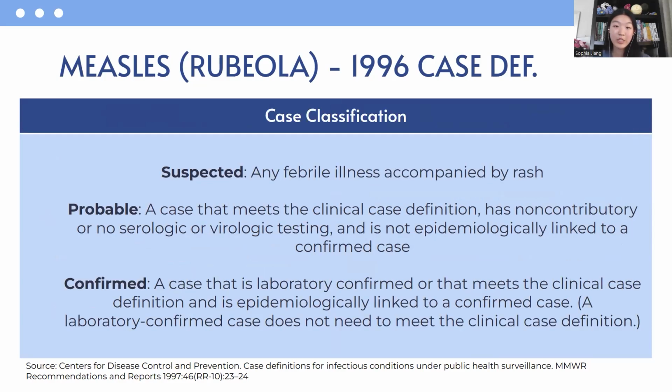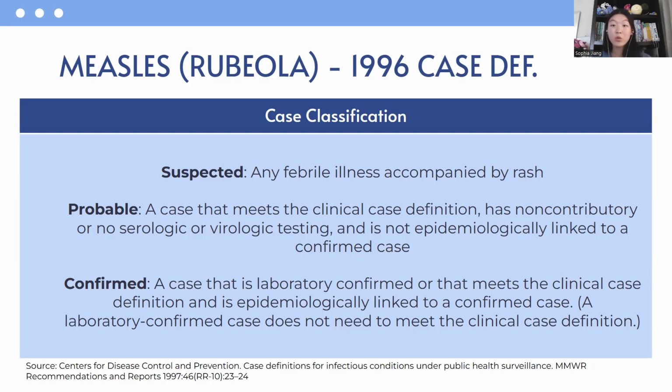For our case classification, of course, before I only showed the confirmed cases, now we have 3 more criteria. We have suspected, probable. Possible is not included in this one, but some case definitions do have possible, and confirmed. So suspected is any febrile illness accompanied by a rash. So as I mentioned before, very loosely related to the disease. It's only suspected, not very certain. Probable is a step up. It's a case that meets the clinical case definition, has non-contributory or no serologic virology testing, and is not epidemiologically linked to a confirmed case.